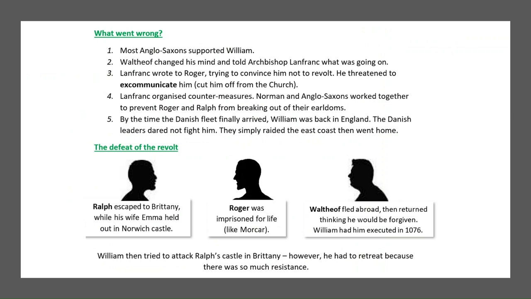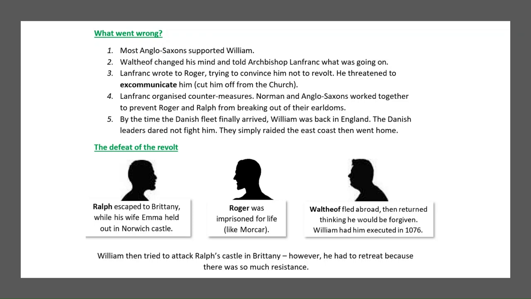Lanfranc organised countermeasures. Normans and Anglo-Saxons worked together to prevent Roger and Ralph from breaking out of their earldom. So the Anglo-Saxons, along with Lanfranc and the Normans, put together little armies to block these men from escaping from their own earldom, so they couldn't even start the rebellion. By the time the Danish fleet finally arrived, William was back. The Danish leaders dared not fight him. They simply raided the east coast, like they do, and went home. So he arrived too late to do anything. As soon as they saw William was there, they were like, nope, not risking it.